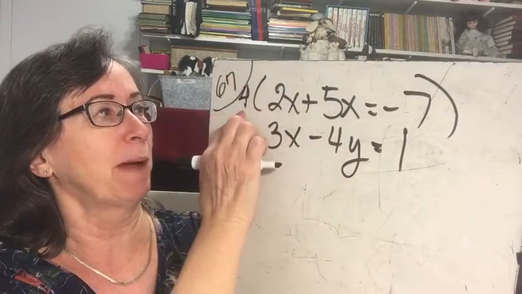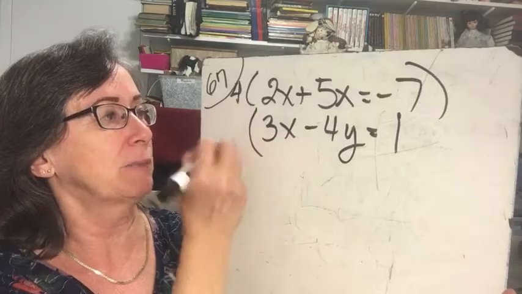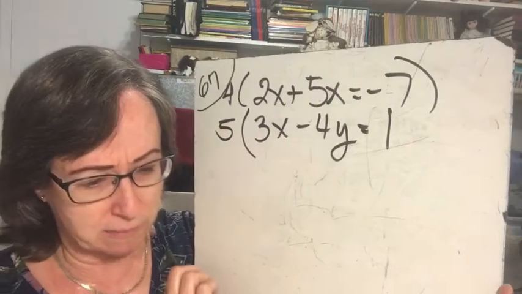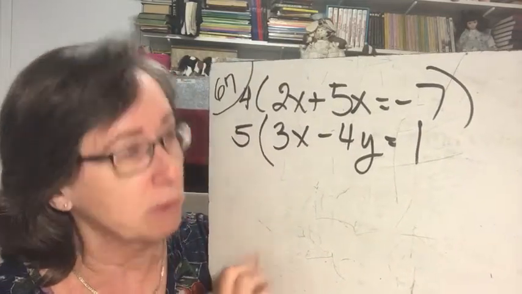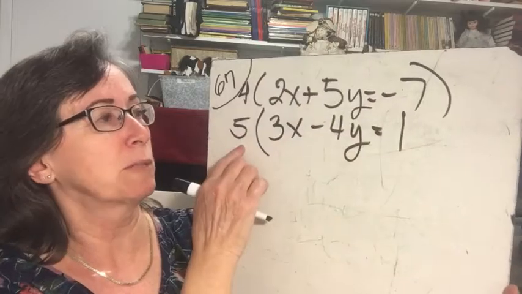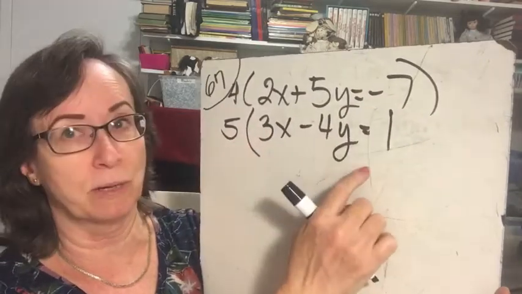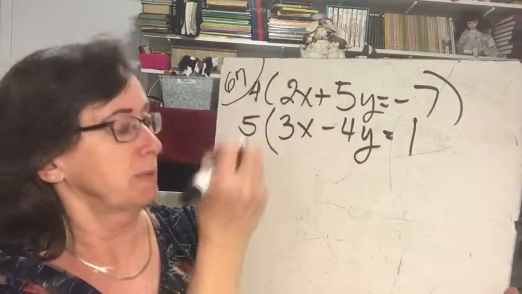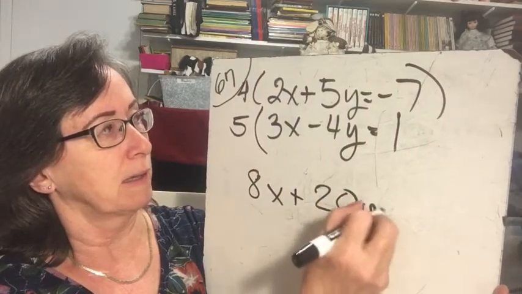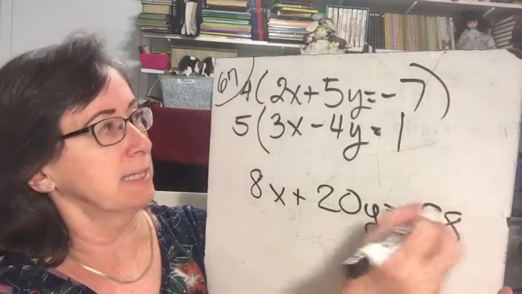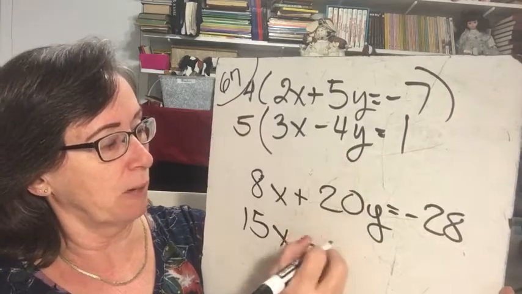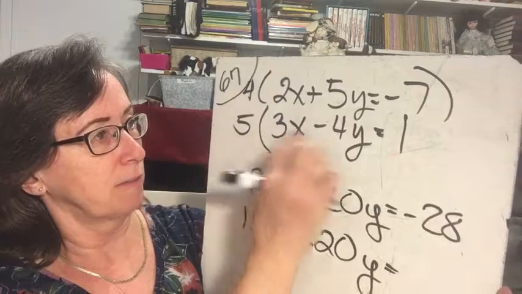So I'm going to multiply this one by 4 to get a positive 20y, and this one by a 5 to get a negative 20. Hold on. I think I copied that wrong. I think that is supposed to be a y. And it is. Okay, so this one by a 5. 5 times negative 4 is negative 20. So now let's go across. 4 times 2x is 8x. 4 times 5 is 20y. 4 times negative 7 is negative 28. 5 times 3x is 15x minus 20y equals 5.